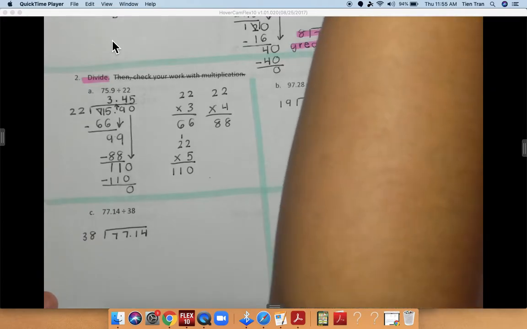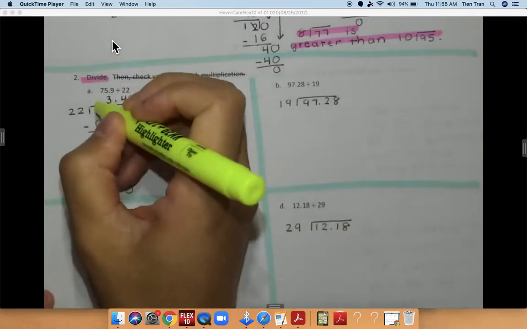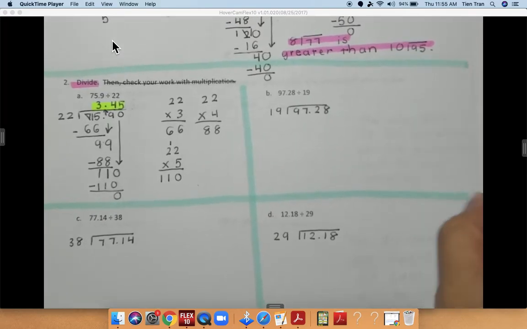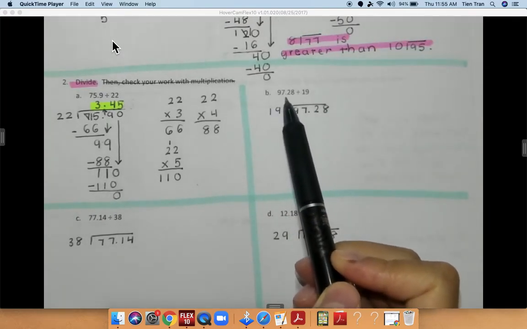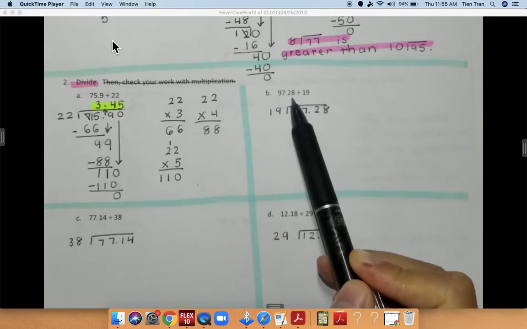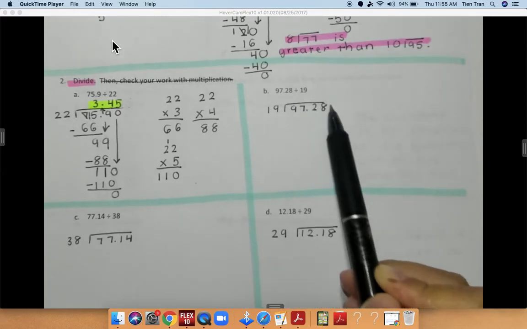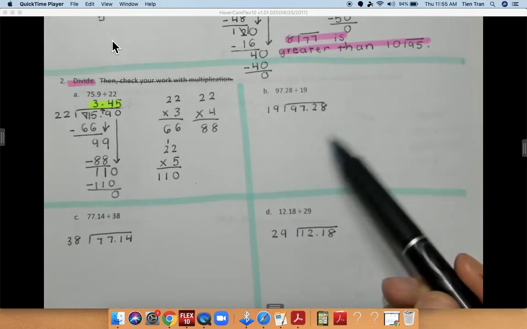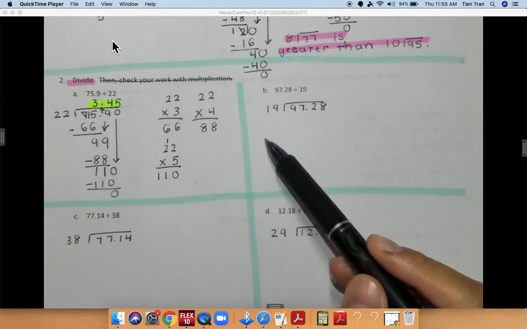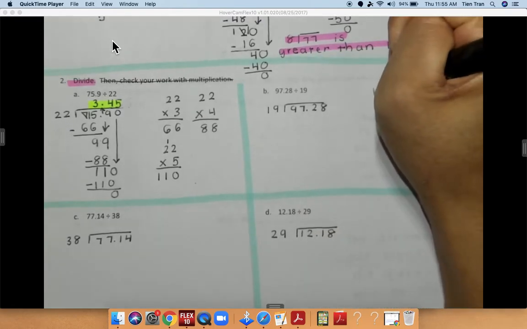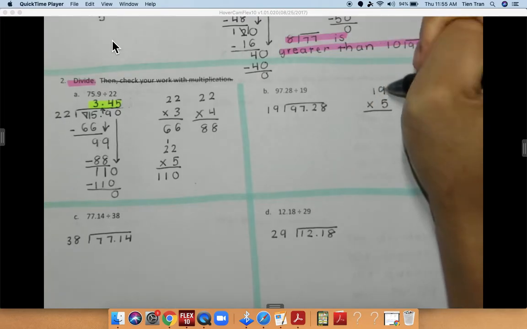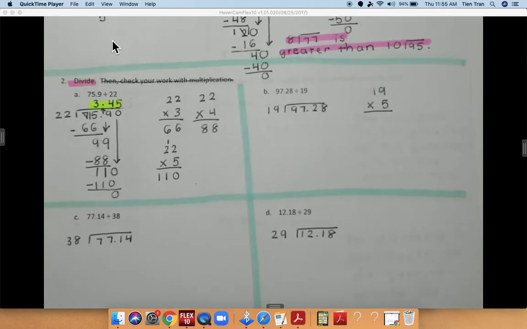Now, moving on to the next problem, we have problem B. I'm going to highlight that so you guys can see it. For problem B, I am dividing 97 and 28 hundredths, and I'm putting that number on the inside. It is called my dividend, and 19 is my divisor. How many times can 19 go into 97? I'm going to multiply 19 times 5 because I know that 19 can be rounded to 20 and 97 can be rounded to 100, so about 5 times.